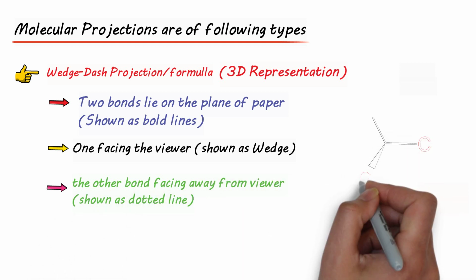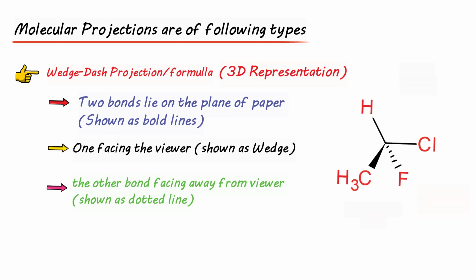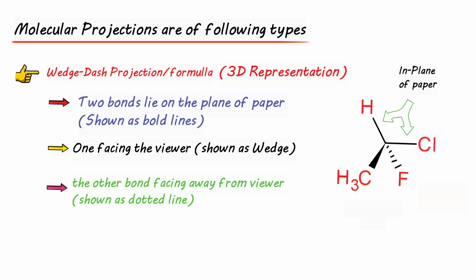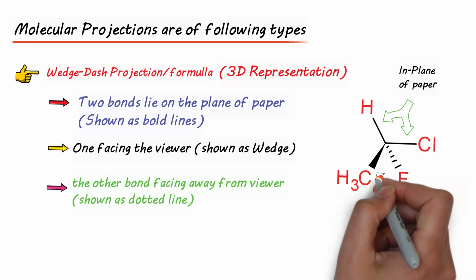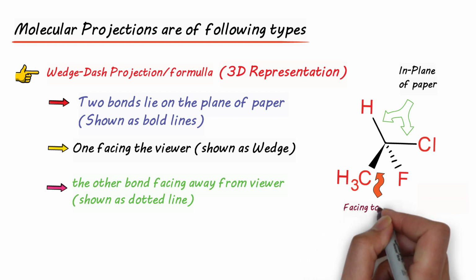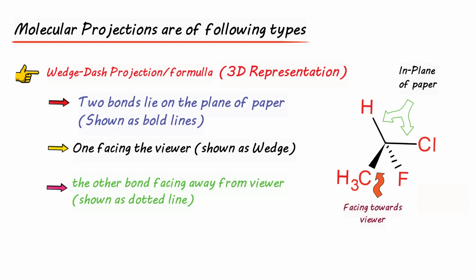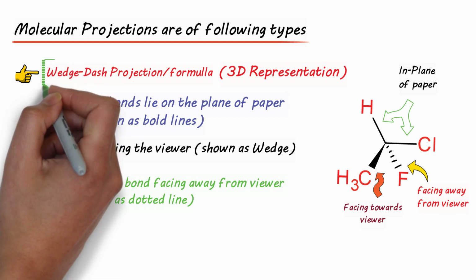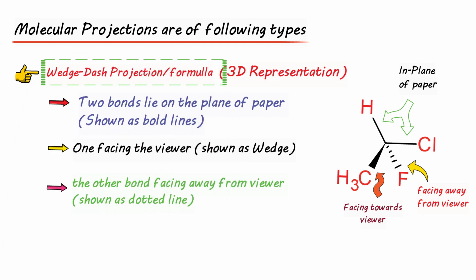For example, we have this molecule. In this, the carbon atom is attached to 4 different groups. One is hydrogen, chlorine, fluorine and methyl group. Hydrogen and chlorine are connected to the carbon by means of bold lines, indicating that these are the bonds which lie in the plane of paper. The wedge bond, which is attached to the methyl group, is facing the viewer, while the dotted bond attached to fluorine is away from the viewer. This kind of representation of a molecule is called wedge dash projection or wedge dash formula. I hope you understand it.